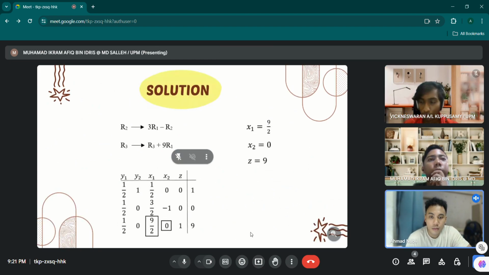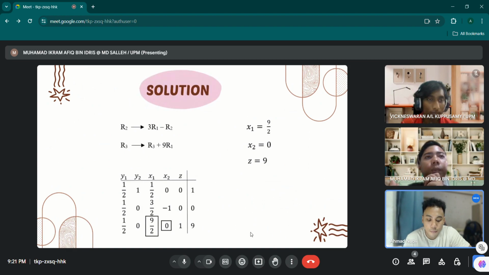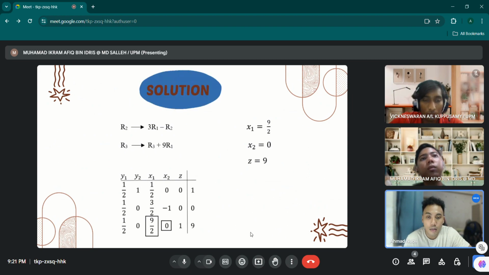Okay, thank you, Vickneswaran. We proceed as Vickneswaran said just now: for the y2 at row 1, we must make the coefficient 1. Then for row 2, we need to eliminate the coefficient of y2 for row 3 and row 2. To eliminate the coefficient of y2 in R2, we use the equation 3R1 minus R2. For row 3, we use the equation R3 plus 9R1.